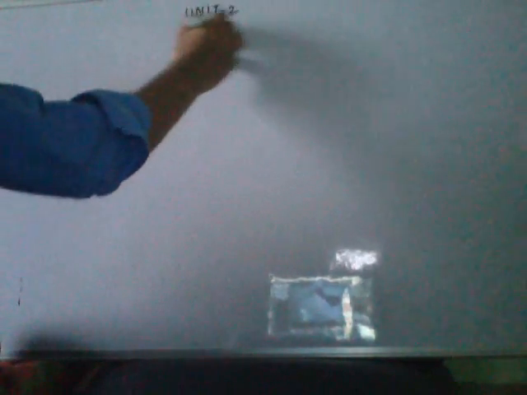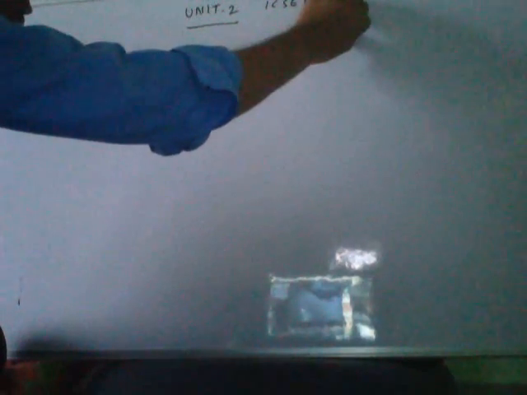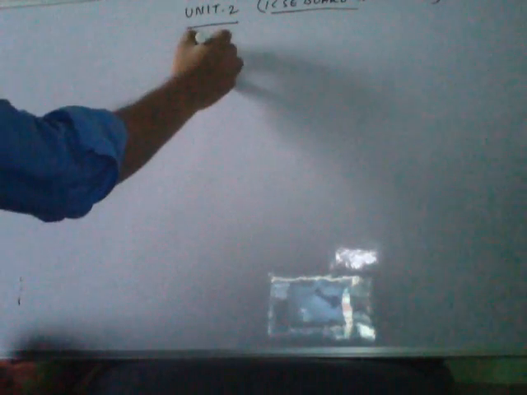Today we are going to study Unit 2 of ICSE board chemistry. And the name of the unit is chemical change and chemical reaction.